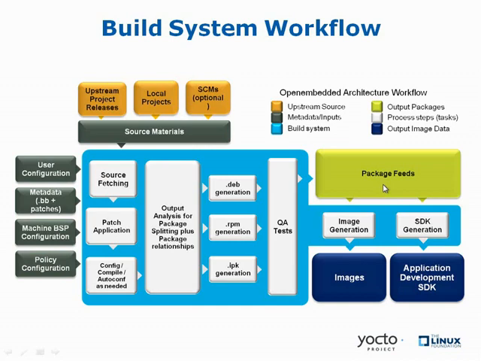When you do this, you can take full advantage of the package management system you're using to do things such as automatically resolve package dependencies and make sure that your update packages get installed in the correct order. Finally, you'll notice that the file system image and application development SDK are generated in parallel.